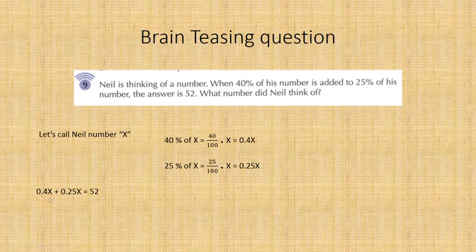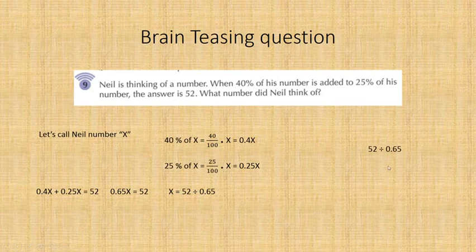So let's collect the like terms. 0.4 plus 0.25 is going to be 0.65x equals 52. And after that, you have to solve it as an equation. You remember how to solve an equation? All you are going to do is make the inverse operation. Here I have 0.65 times x, so I'm making the inverse operation, which is divide. So it's going to be 52 divided by 0.65 to get x.